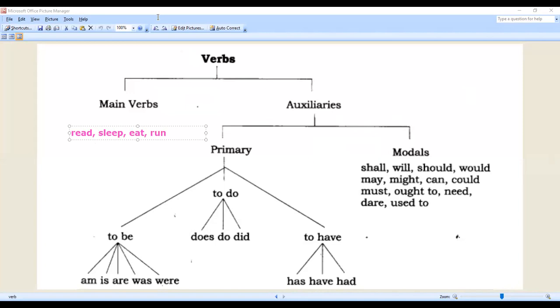Okay, students. So now, all these verbs can exist independently, and provide complete meaning to the sentence. Okay, I am giving an example. Sun shines. So here, what is the activity of the sun? Shining. The shining is the main verb here.